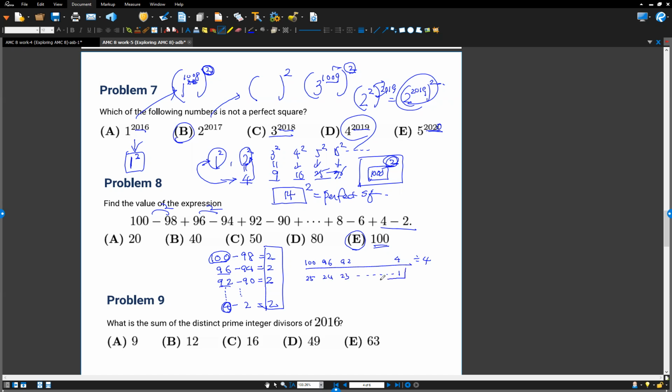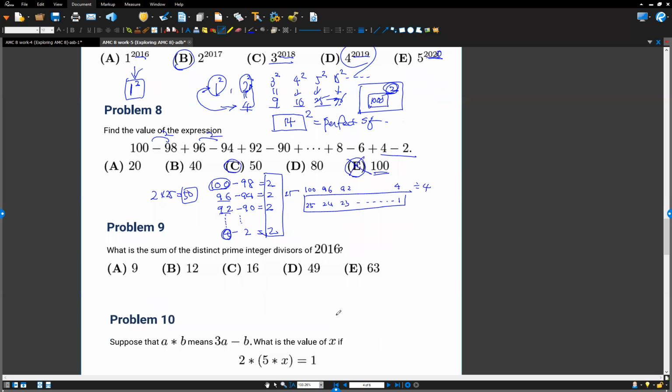Now you can count it, right? 1, 2, 3, 4, up to 25. Yes, there are 25 numbers out there. So we have 25 of these. So 2 times 25 equals 50, that is the answer. That is enough. Or, how many numbers are there? That's a formula. Better to use a formula, right?